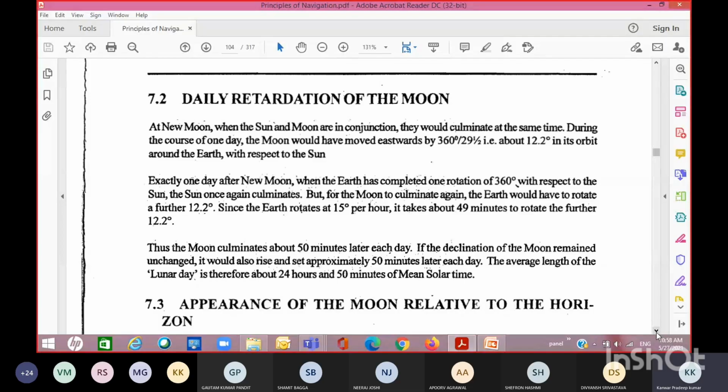Does the moon rise at the same time every day? No, sir. What about the sun? No, sir. The difference between the sunrise every day is how much? Half a minute, 1 minute, like that? Have you noticed? Yes, sir. Sunrise time is also given. But in the case of moon, it is too much, 50 minutes every day.